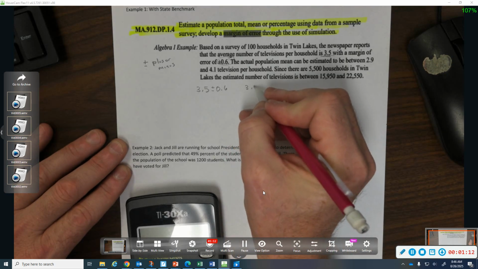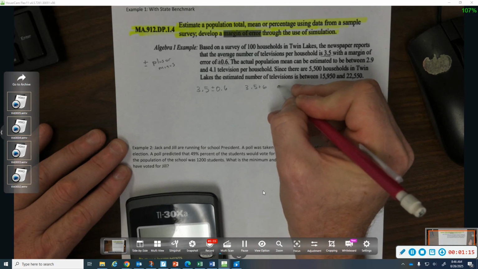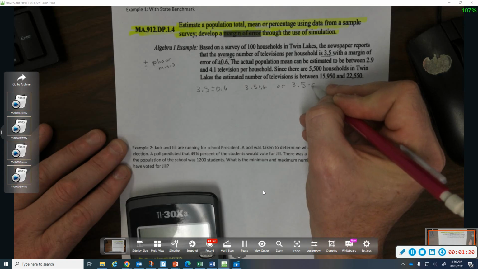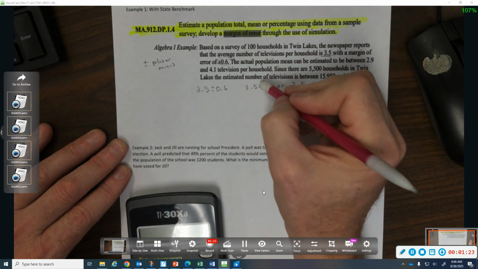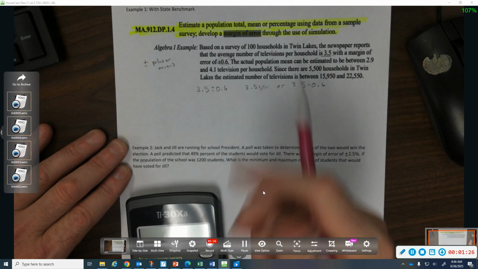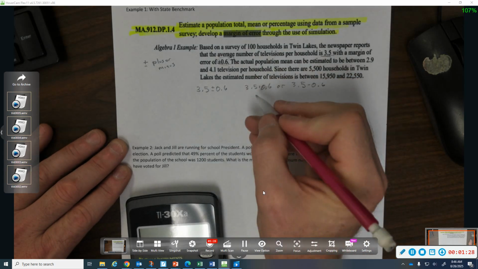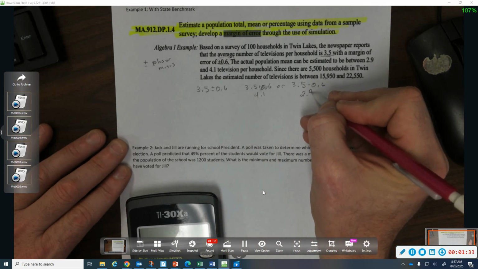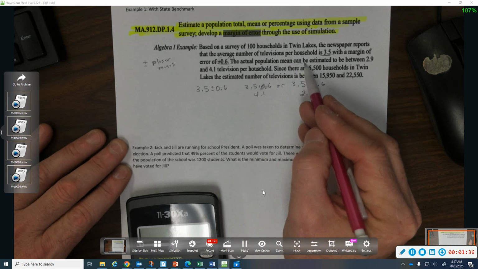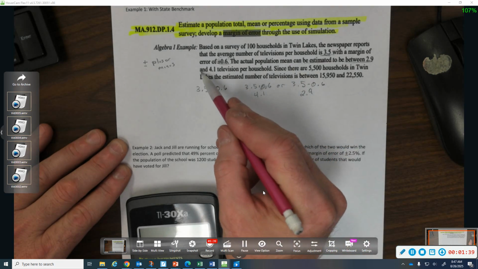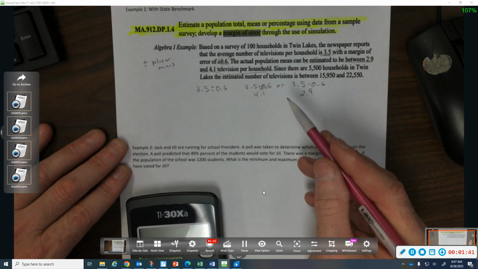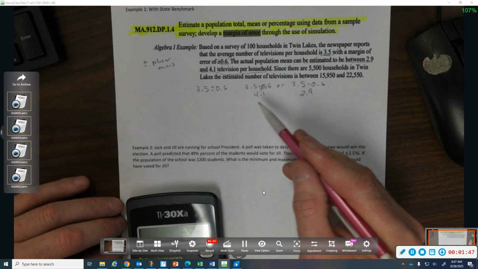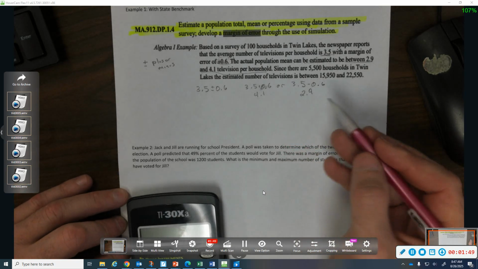So we have 3.5 plus 0.6 or 3.5 minus 0.6. Putting a 0 in front helps us clarify that we have that. The calculator will add that to be 4.1, and the calculator will calculate the other to be 2.9. And that's why they say the actual population mean can be estimated to be between 2.9 and 4.1 televisions per household. Of course, we don't have 0.1 televisions in a household. It's just if you add up and divide, you end up with a non-whole value.